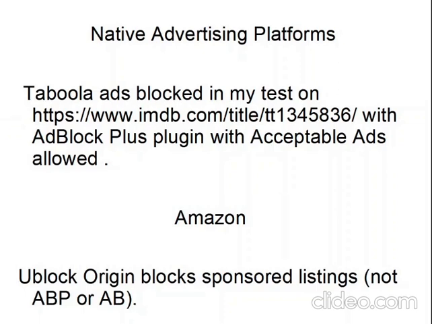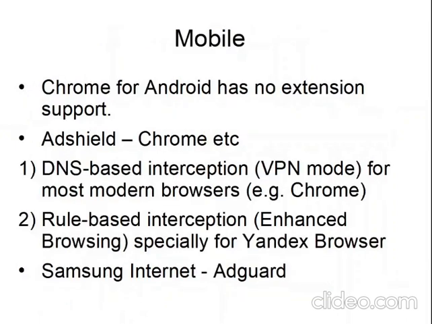And also, since the conference is about Amazon ads, I tested Amazon sponsored listings using the uBlock Origin ad blocker, and it blocked the sponsored listings, but those ads weren't blocked in my test using Adblock Plus or just the normal Adblock browser. Okay, so as we've said, there is a move to use of browsers on smartphones, the mobile internet. Chrome for Android has no extension support, so you can't block ads just with a browser extension.